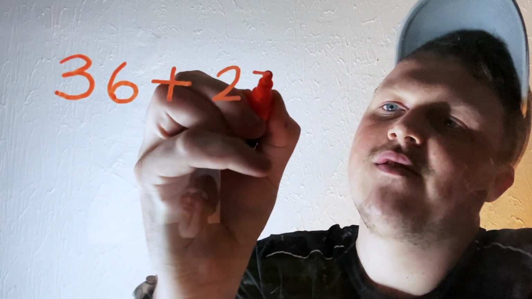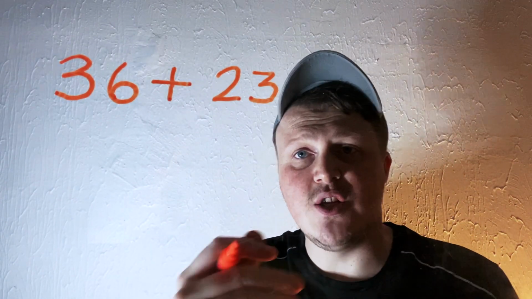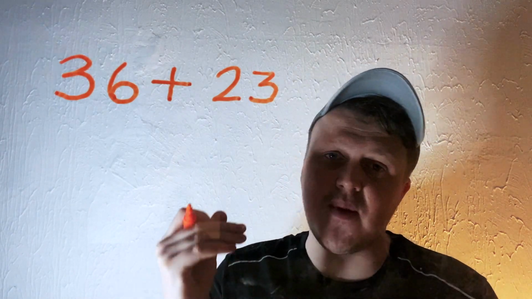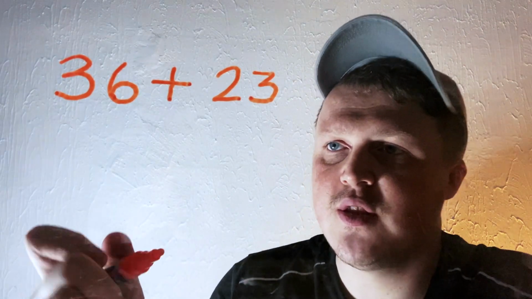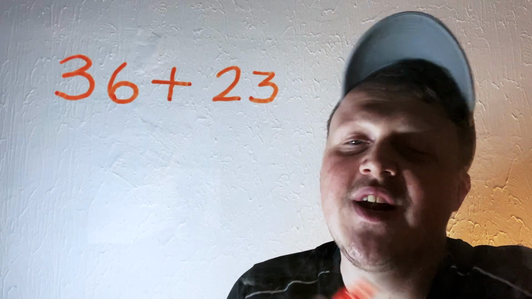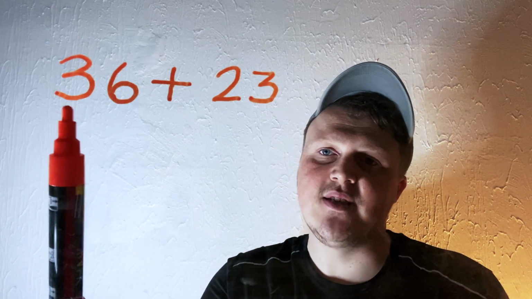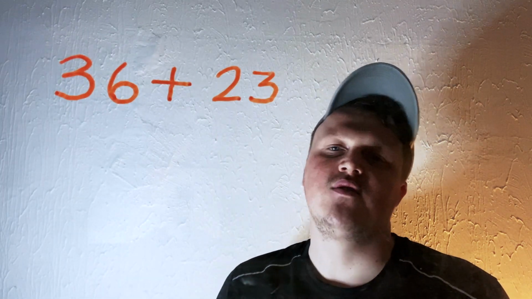So let's choose two numbers. Let's have the number 36 and we're going to add 23 to it. Okay, when we add the numbers using the column method, it's really important that we put the biggest number at the top. So the biggest number is 36. And the reason I know it's the biggest number is because it has more tens in it. It's got 3 tens here, and 23 only has 2 tens.